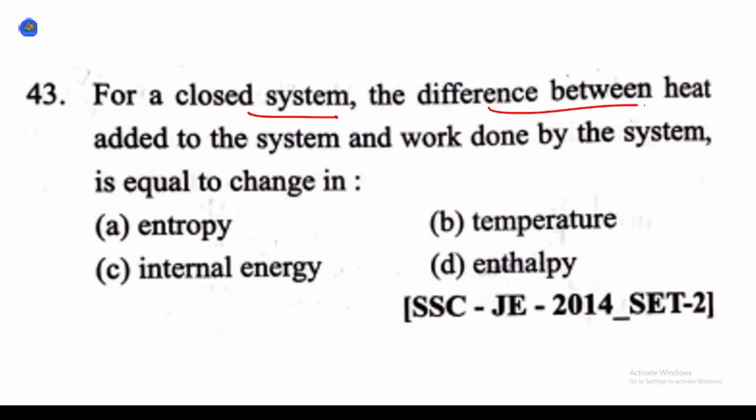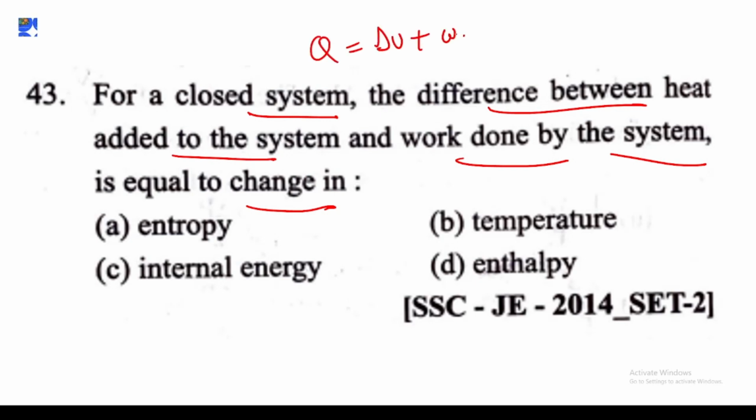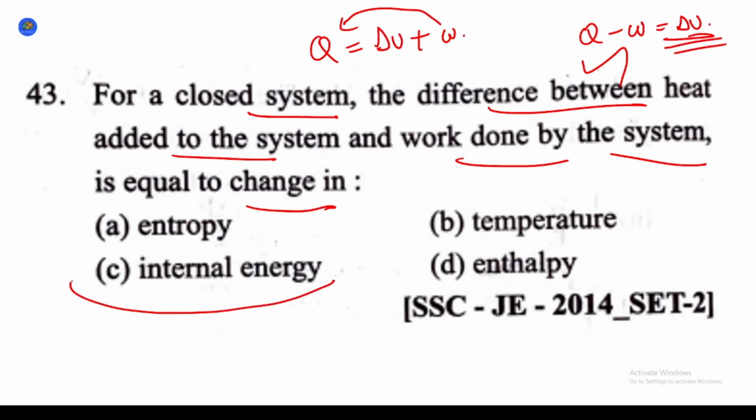For a closed system, the difference between heat added to the system and work done by the system is equal to. So it is a very simple thing. You know already the first law of thermodynamics, Q is equal to del U plus W. For a closed system, the difference between heat added to the system and work done. So bring this W to the other side of the equation. So Q minus W should be equal to del U, which is nothing but internal energy. So option C is the correct answer. It was asked in the same year for set 2. So we'll move on to the next question.